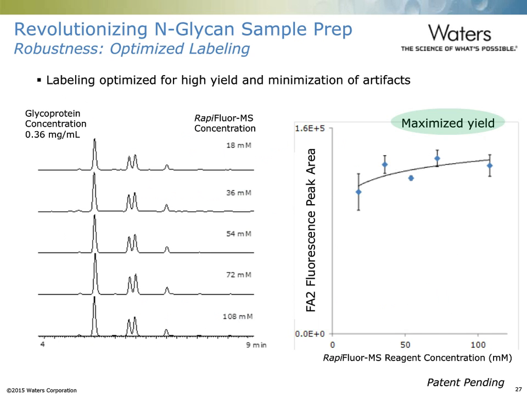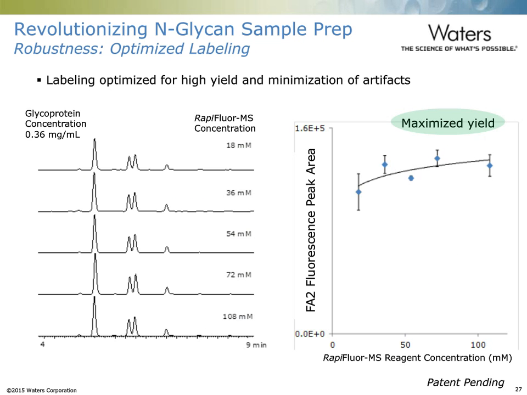Significant time was spent investigating parameters of rapid labeling reactions with NHS carbamate reagents. In this example, optimized conditions were employed along with a titration of RapiFluor-MS to define an optimal reagent concentration. Fluorescence chromatograms for labeled released N-glycans from a mAb are stacked on the left, each obtained from labeling with a fixed glycoprotein concentration and a varying concentration of RapiFluor-MS.